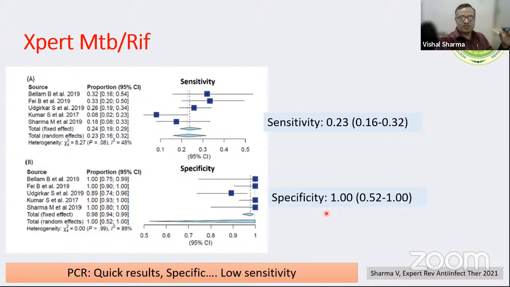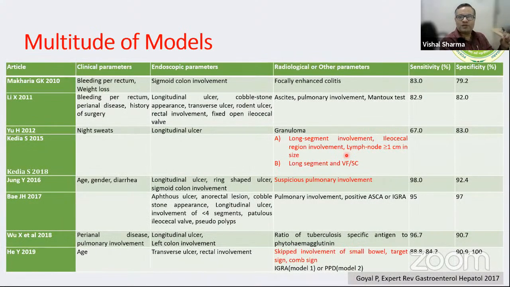The GeneXpert, this is a meta-analysis we recently published. And you can see sensitivity only a quarter of the patients. Very specific, but very low sensitivity. So low sensitivity is the Achilles heel of mycobacterial tests.